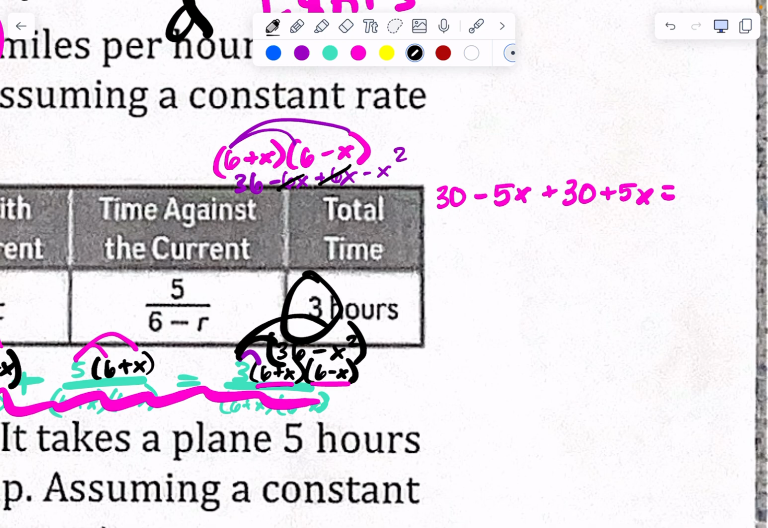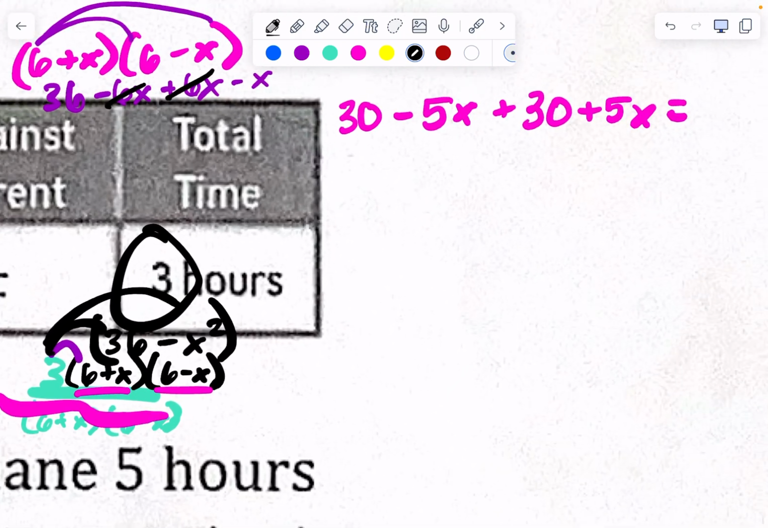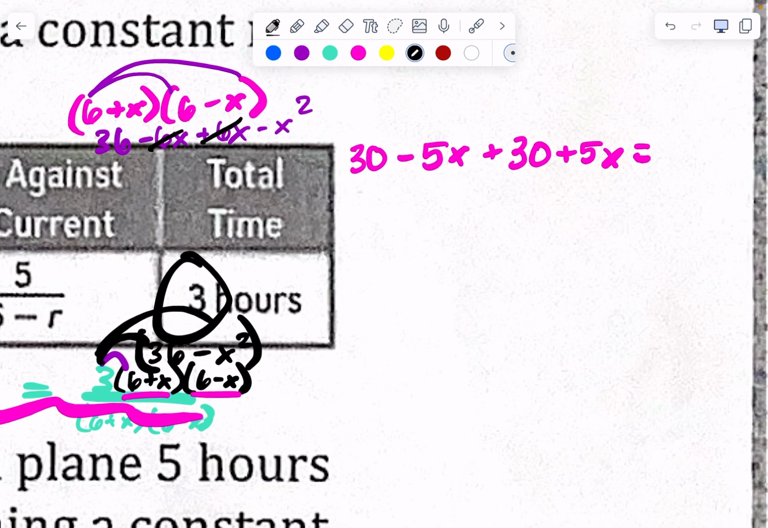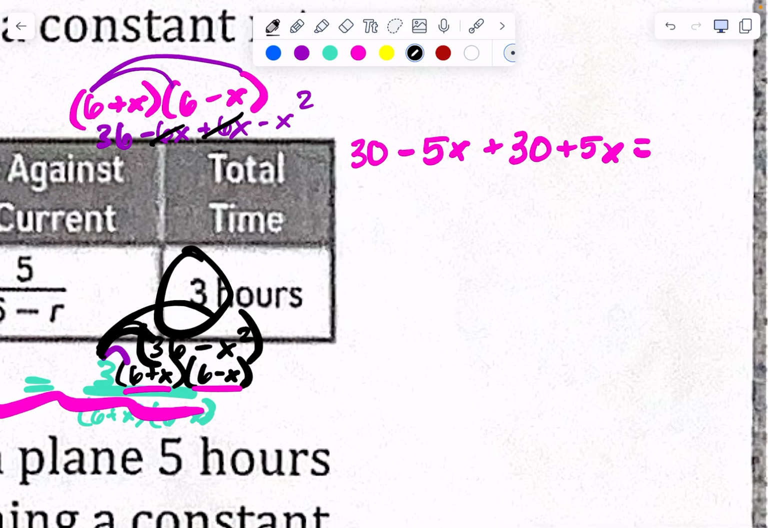Can't you cancel the 5x and something just go away? Plus 5x minus 5x? Yes, they will. 3 times 36 and 3 times negative x squared. 3 times 36 is 108. 108 minus 3x squared.